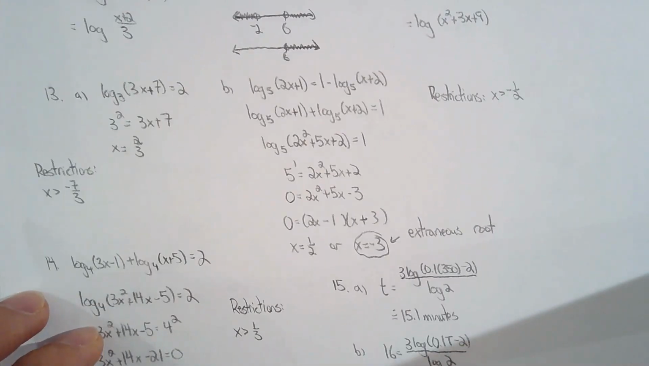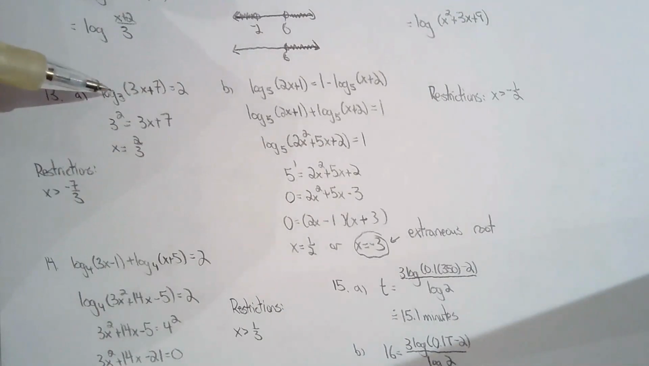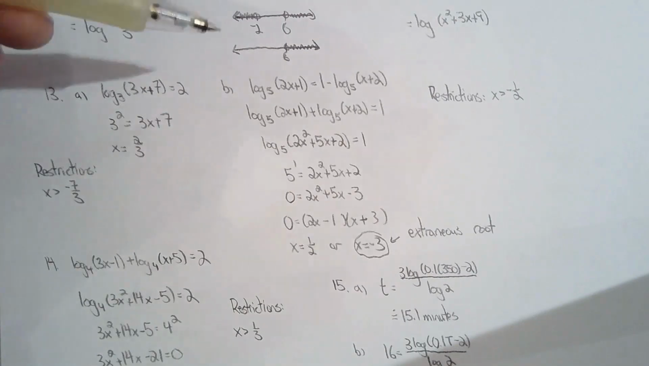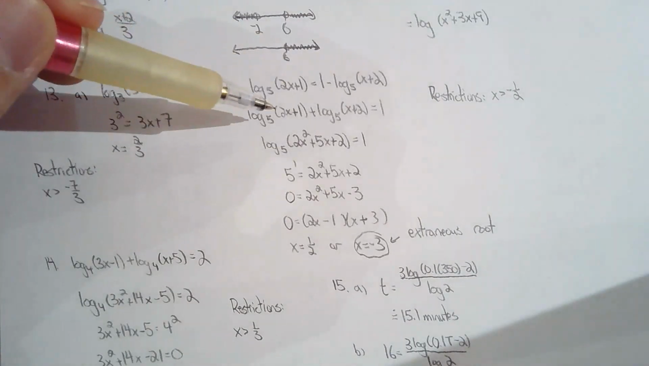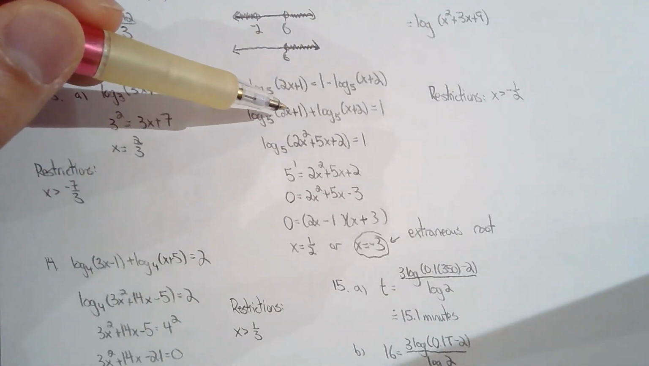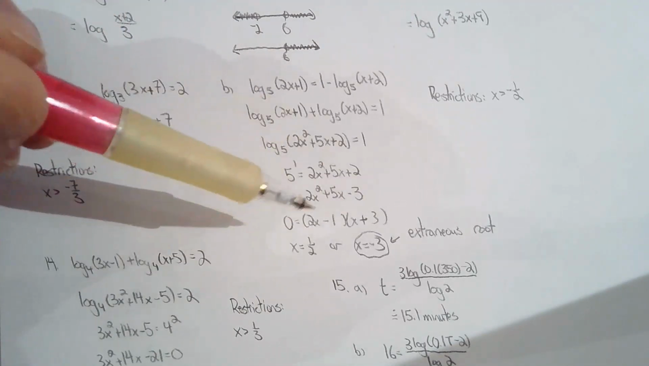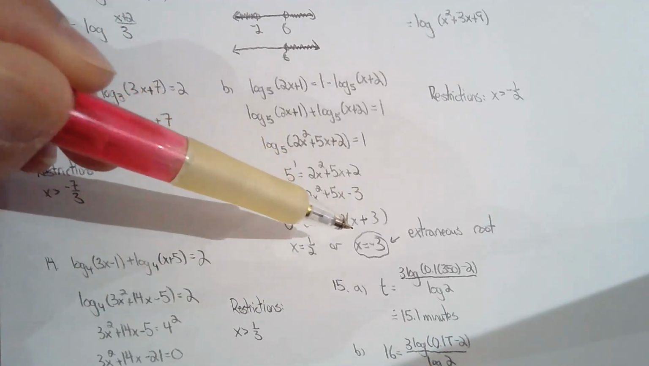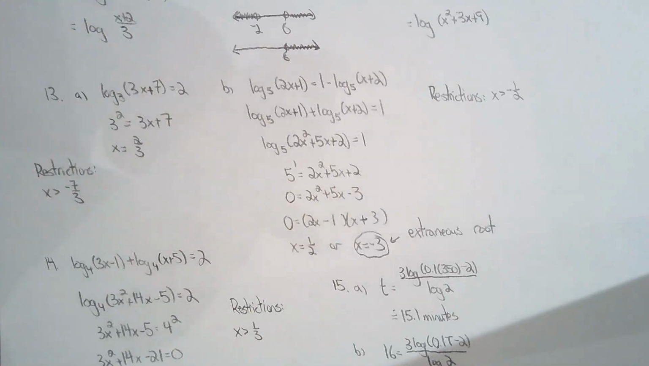For question 13, we're solving logarithmic equations. So with logarithmic equations, don't forget to state your restrictions. So change it to exponential form for 13a, and you basically solve for x in a few steps. For 13b, you have to rearrange and use the product law of logarithms. And when you solve, don't forget to check whether you have extraneous roots or not. And in this case, you actually do have an extraneous root, -3.